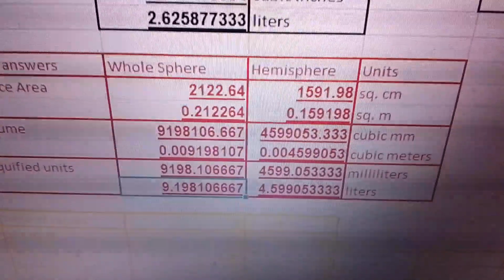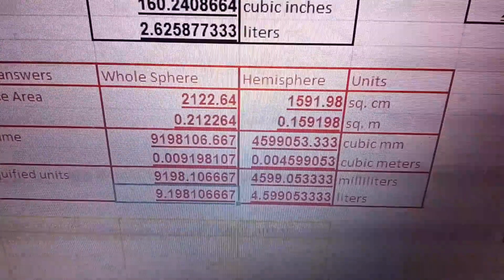Tapos, hemisphere. Sige, I think I'll make a part 2 of it. Wait na lang.